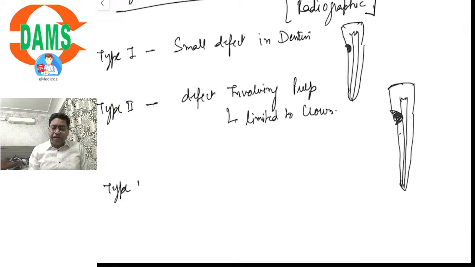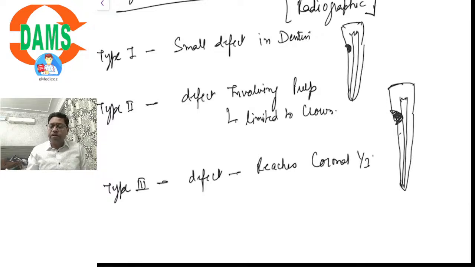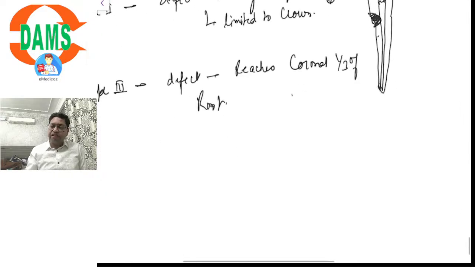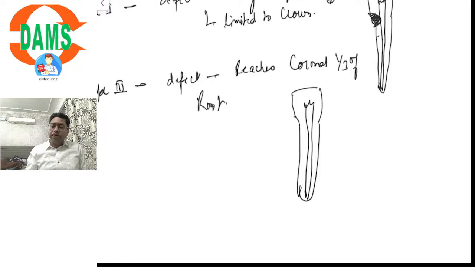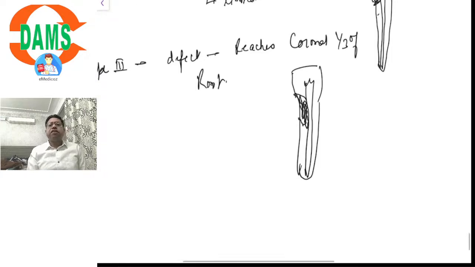Type 3 is a defect that reaches coronal 1/3 of root. It is another extensive defect. This is the tooth, the pulp organ of the tooth. There would be a defect from the cervical area and involving the coronal 1/3 of the root.